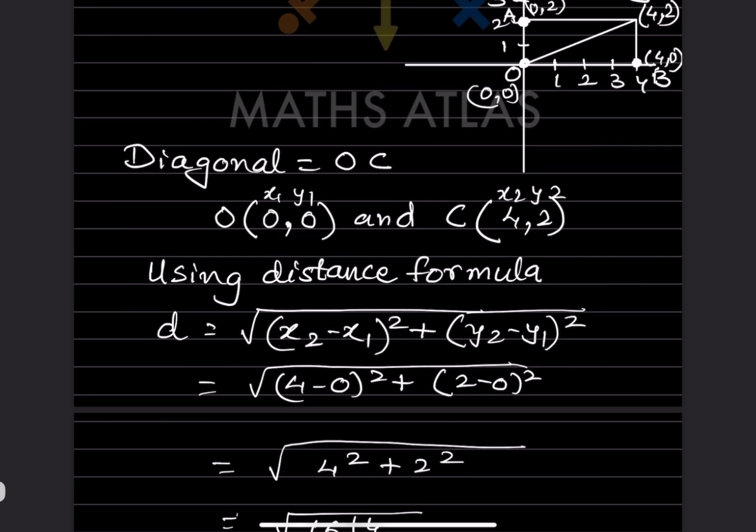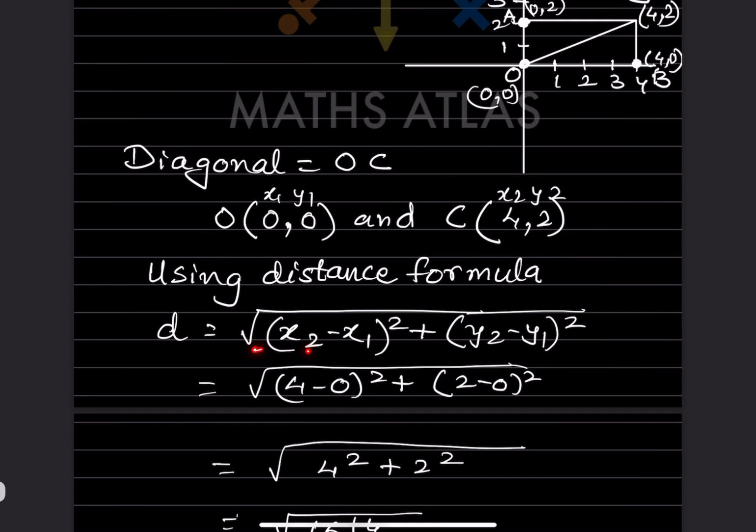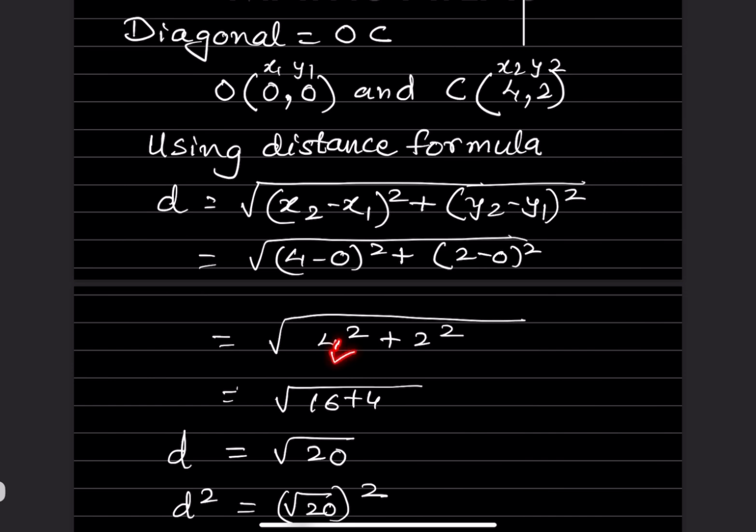So you will use the distance formula: root of (x2 minus x1) whole square plus (y2 minus y1) whole square, where the points are x1, y1, x2, y2. Just put in the values. 4 minus 0 means 4 square, and 2 minus 0 means 2 square. So 4 square is 16, plus 4. So D is going to be root of 20.